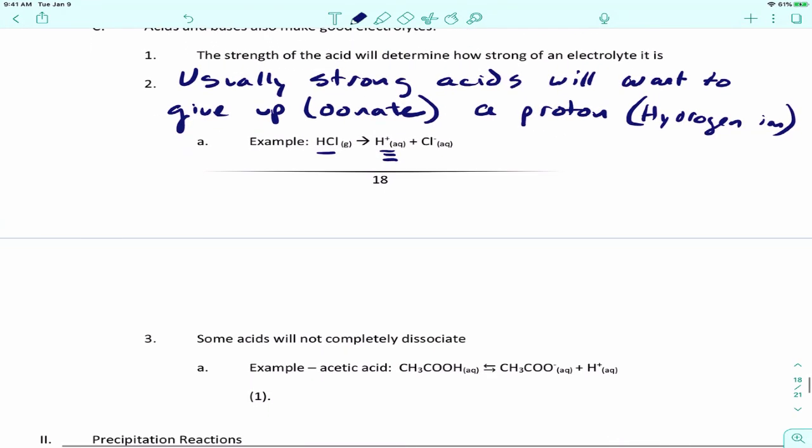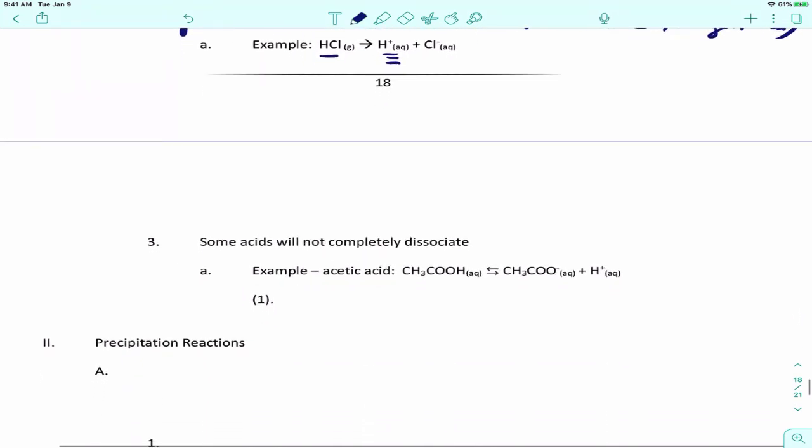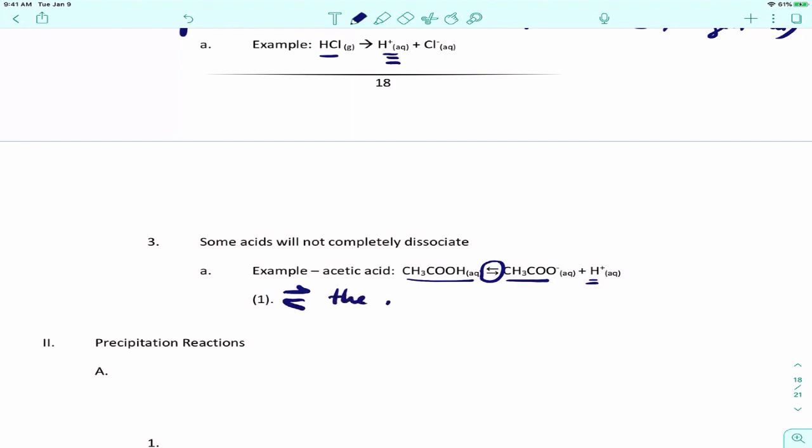Now, some acids, however, will not completely dissociate, like acetic acid. Acetic acid will break up and give you acetate ion plus a hydrogen ion, but we've got this double-headed arrow. And what this double-headed arrow indicates is that the reaction is in equilibrium. So that means that the reaction goes backwards and forwards.